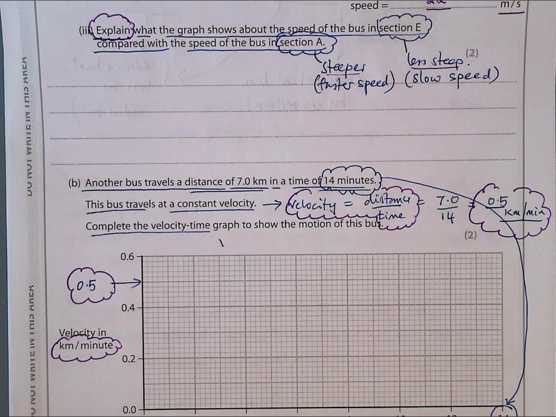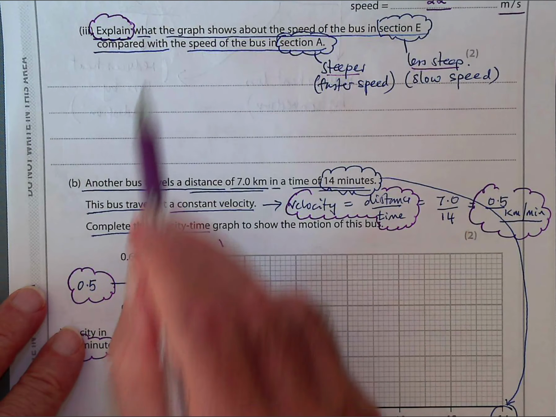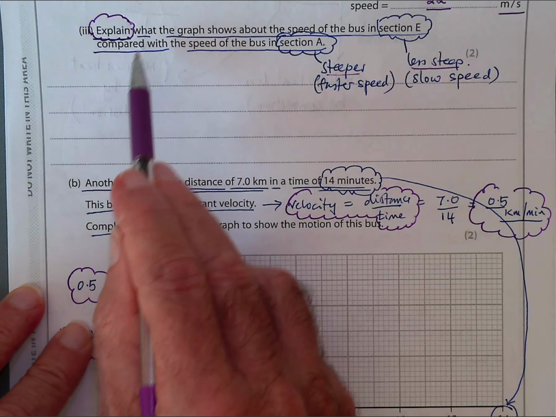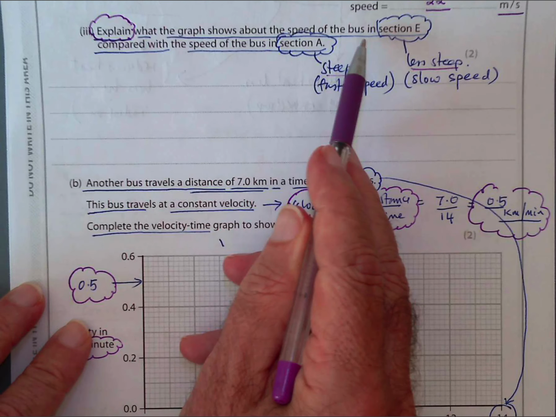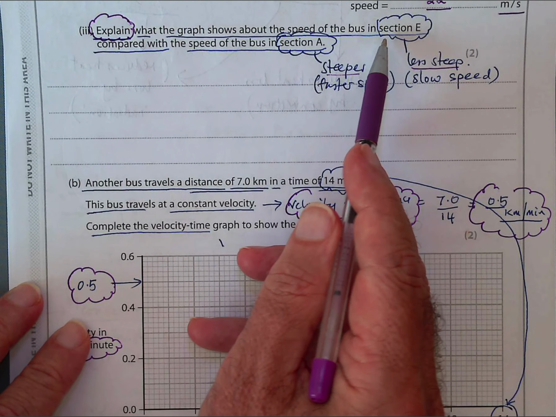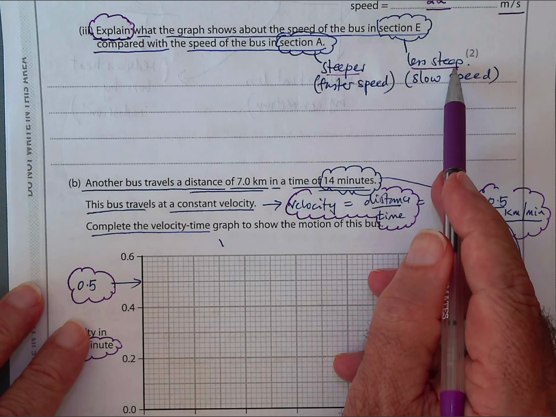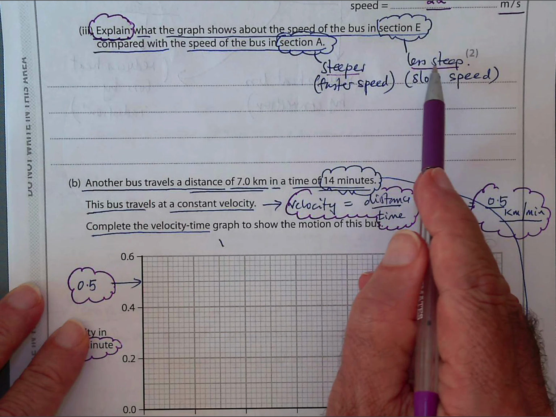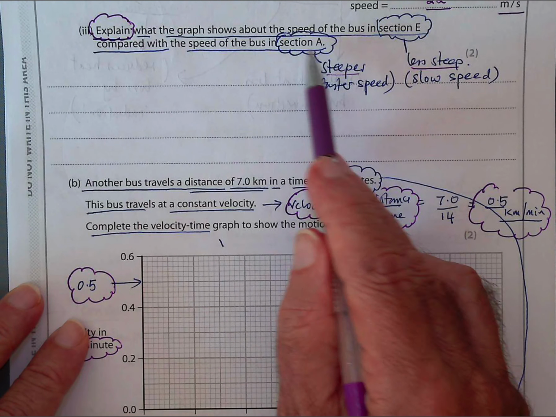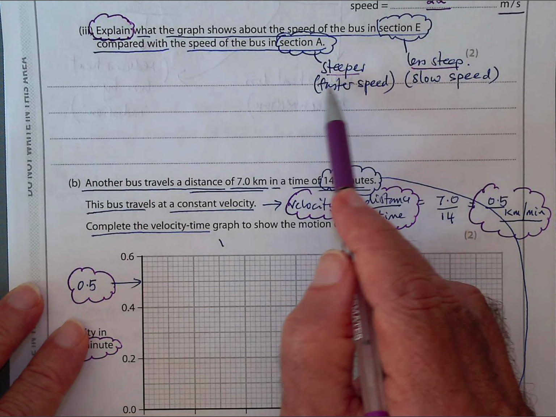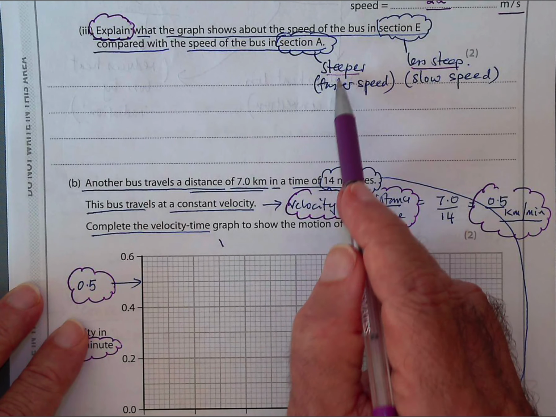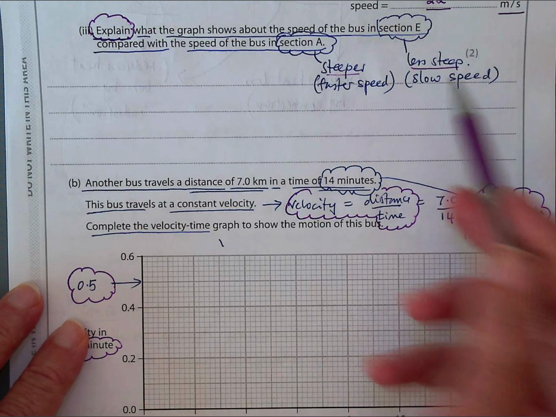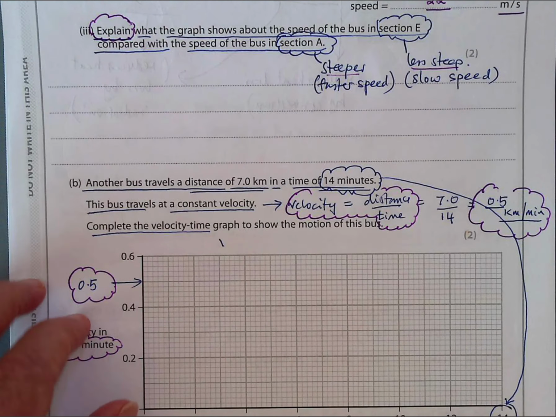Let's see the wording of the question. Explain what the graph shows about the speed of the bus in section E. So you say section E is less steep. Yes, so you need to put that into a sentence. I'm just showing you. Section E is less steep, therefore, and section A is steeper. It's faster. A steeper line means a faster speed, and a less steep line means a slower speed.